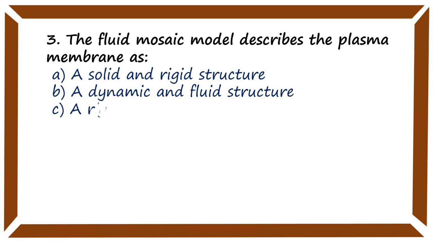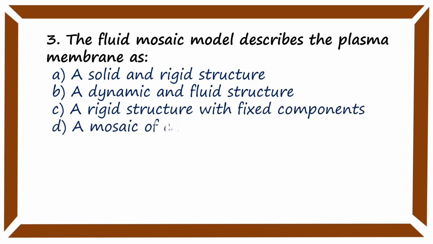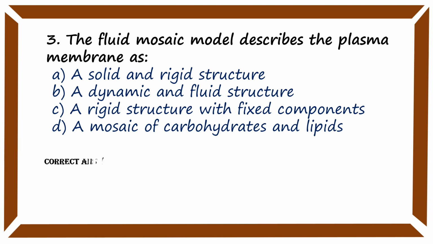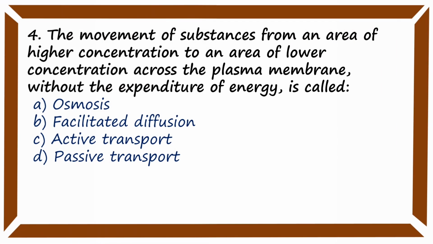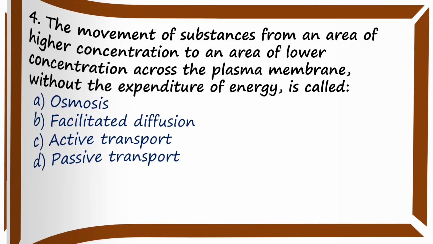The fluid mosaic model describes the plasma membrane as A. a solid and rigid structure, B. a dynamic and fluid structure, C. a rigid structure with fixed components, D. a mosaic of carbohydrates and lipids. The correct answer is B. A dynamic and fluid structure.